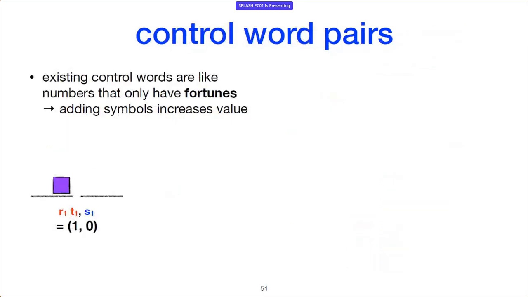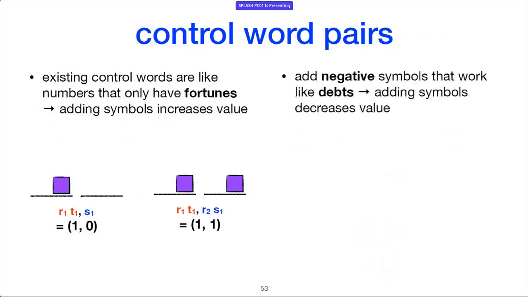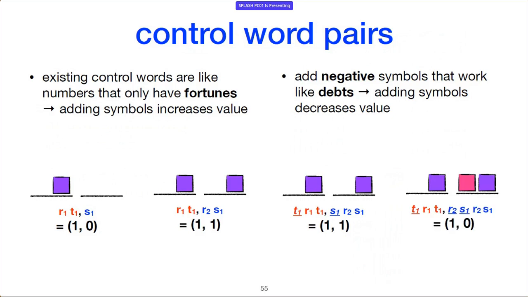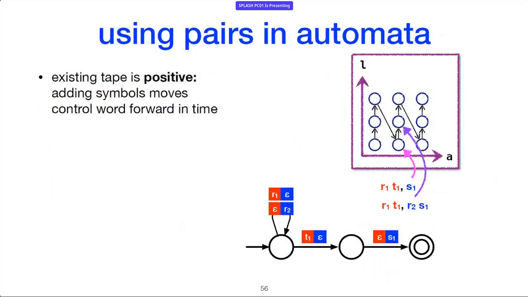And that actually maps to the way we handle control words. Existing control words, the way that polyrec handles this, you can think of them as basically only ever accounting for fortunes. Adding more symbols makes your number bigger. So if I want to add a symbol here, I go from 1, 0 to 1. What if I also add negative symbols? What if I allow myself to add negative symbols that work like debts? So now I have this number here that represents 1, 1. Don't worry exactly about those T1 and S1, but underlying numbers represent negative numbers here, negative symbols. Now if I add a new negative symbol, it's like adding a debt, and I'm able to decrement the value out of that.